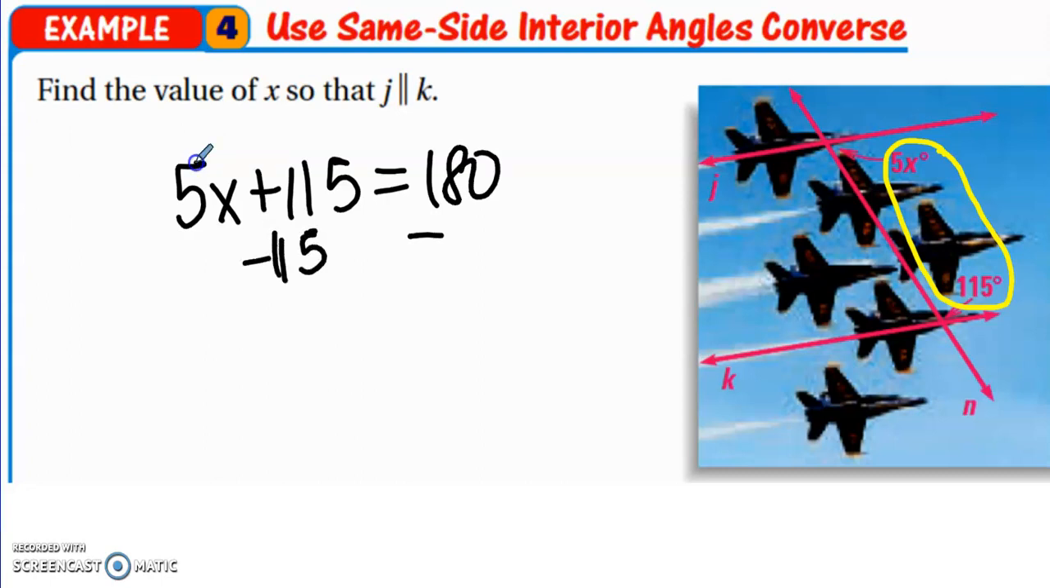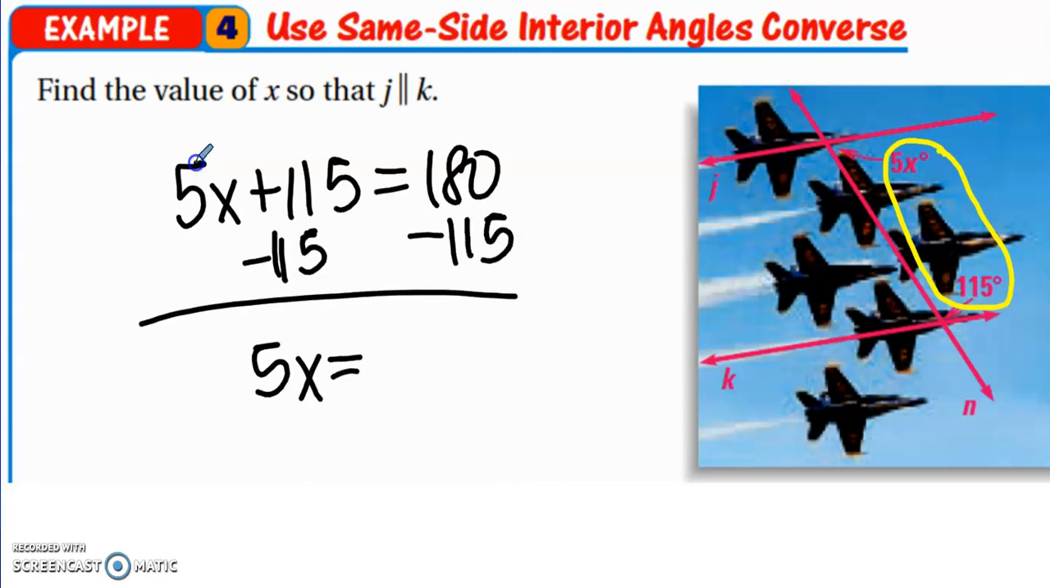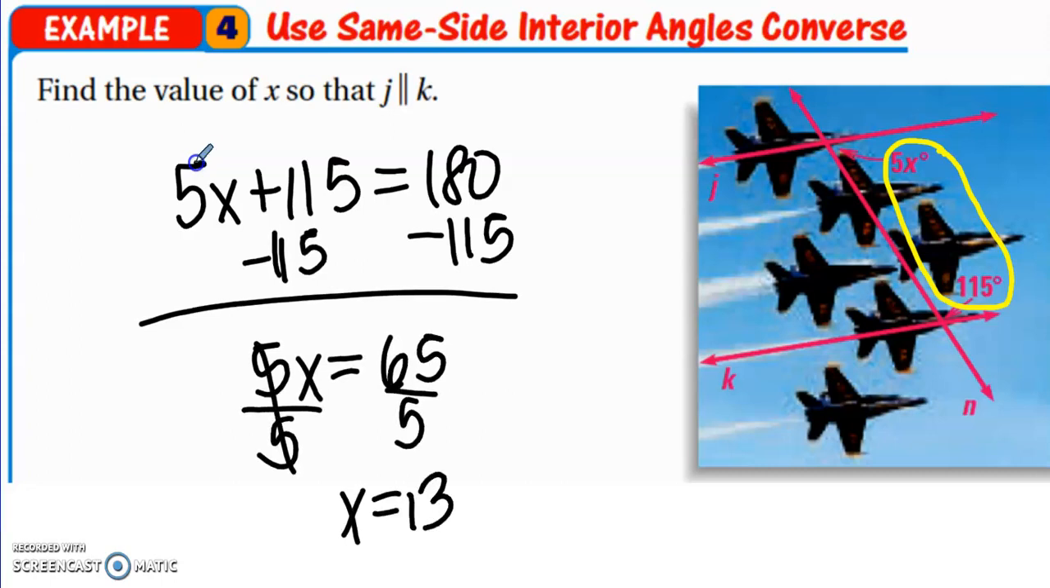So subtract 115 from both sides, and we get 5x equals 65. Divide both sides by 5, and we get x equals 13. So when x is 13, if you plug 13 in for x, we get 65 degrees. So then 65 plus 115 gives you 180. So that is the value of x that would make these lines parallel.